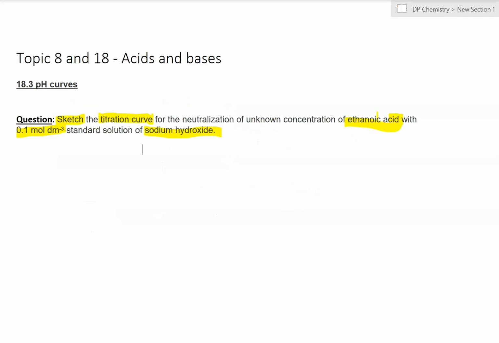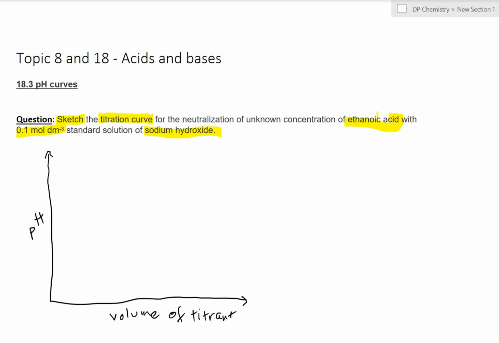Back to our question. First, draw and label the axis. The titrate is ethanoic acid, a weak acid, so roughly it'd be pH around 3 to 4. Let's pick 3.